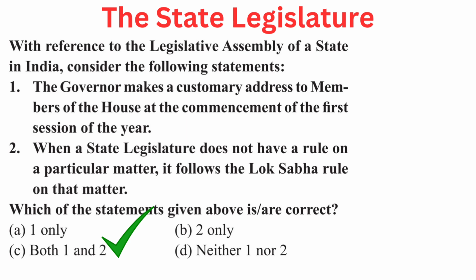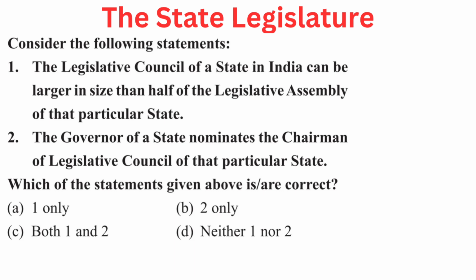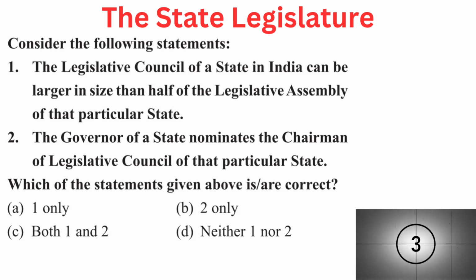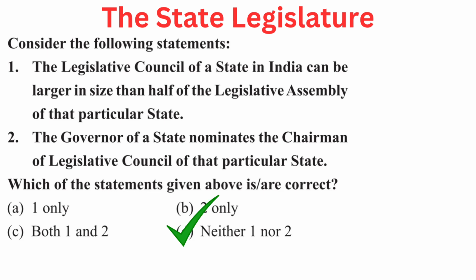Your question is, consider the following statements. 1. The Legislative Council of a state in India can be larger in size than half of the Legislative Assembly of that particular state. 2. The governor of a state nominates the chairman of Legislative Council of that particular state. Which of the following statements given above is or are correct? Your options are A, 1 only, B, 2 only, C, both 1 and 2, or D, neither 1 nor 2. Right answer is D, neither 1 nor 2.